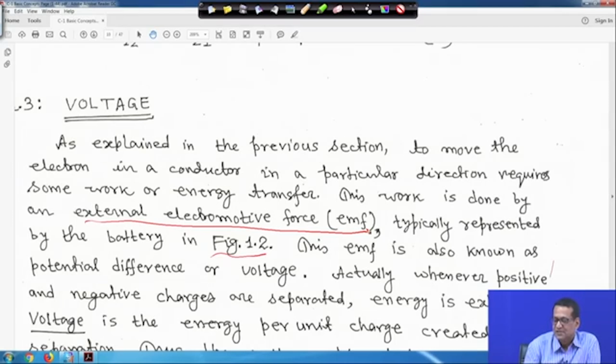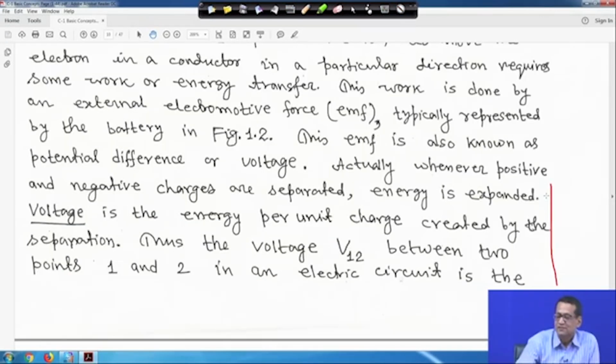In this figure 1.2 we have seen one voltage source, then a tungsten filament lamp, right. This EMF is also known as potential difference, or sometimes we call it voltage. Actually, whenever positive and negative charges are separated, energy is expended. So, voltage is the energy per unit charge created by the separation.